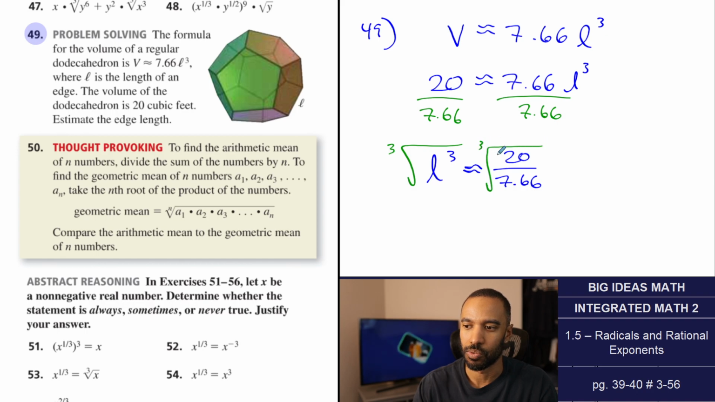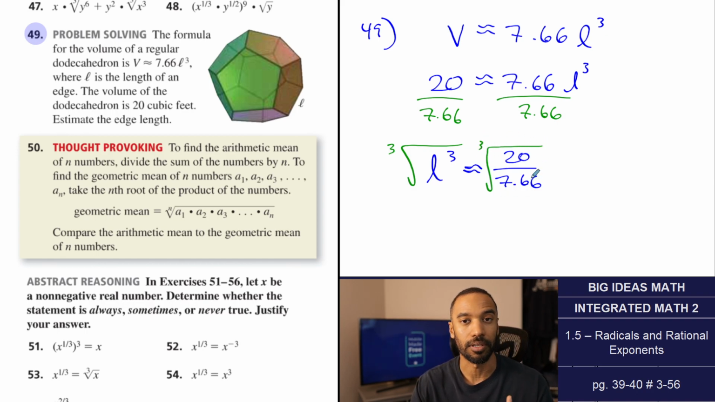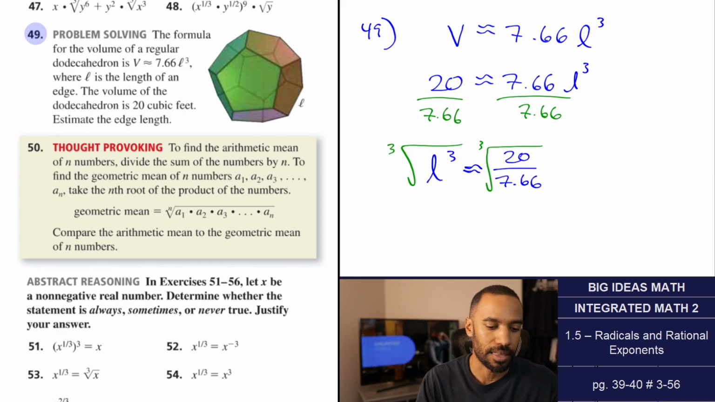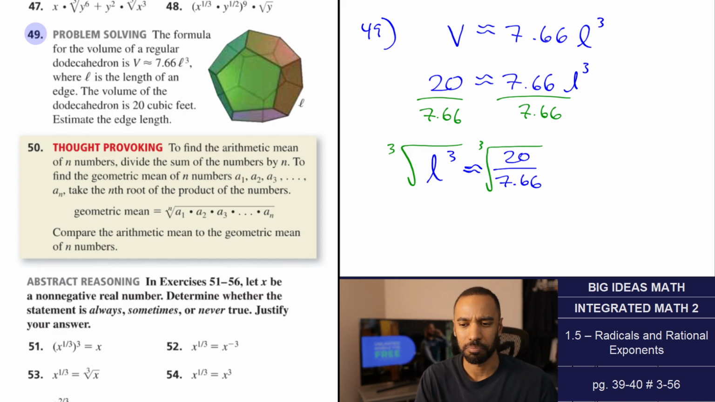But first, let's do it as cube root. So I'm going to type this in the calculator. I'm not taking 20 over 7.66 first, rounding that early, and then taking the cube root. So if you ever hear me say that in a lot of other videos, yeah, don't round early. That was kind of the same thing with pi. I don't want it turned into 3.14 beforehand.